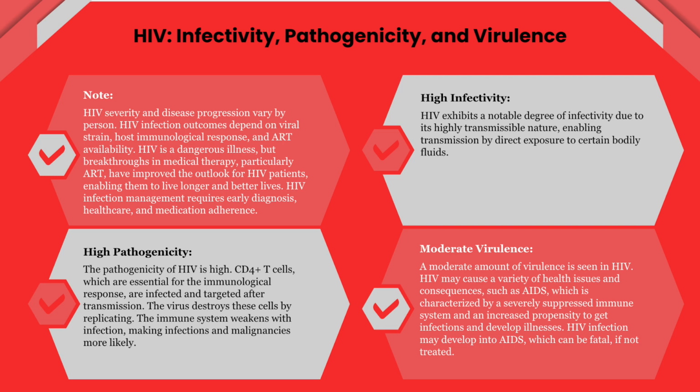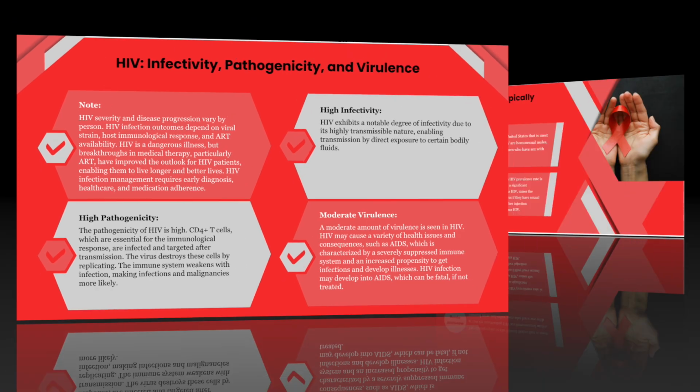A moderate amount of virulence is seen in HIV. HIV may cause a variety of health issues and consequences, such as AIDS, which is characterized by a severely suppressed immune system, and it increases infections and development of illnesses. So, HIV infections may develop into AIDS, which can be fatal, as we have discussed in previous slides.